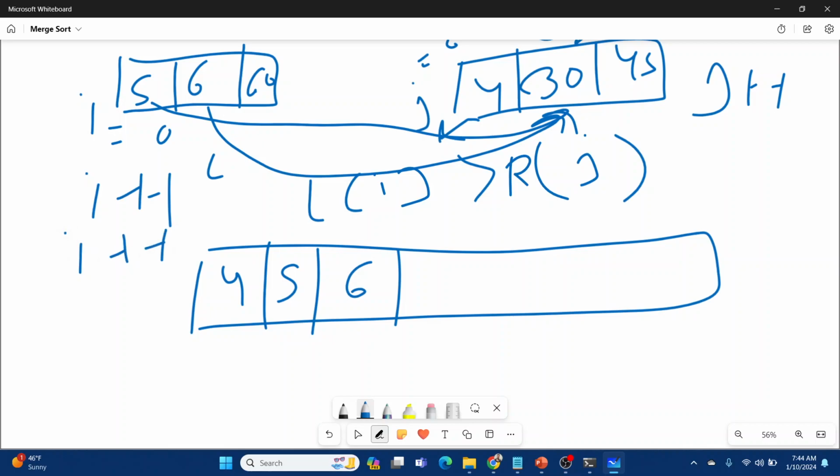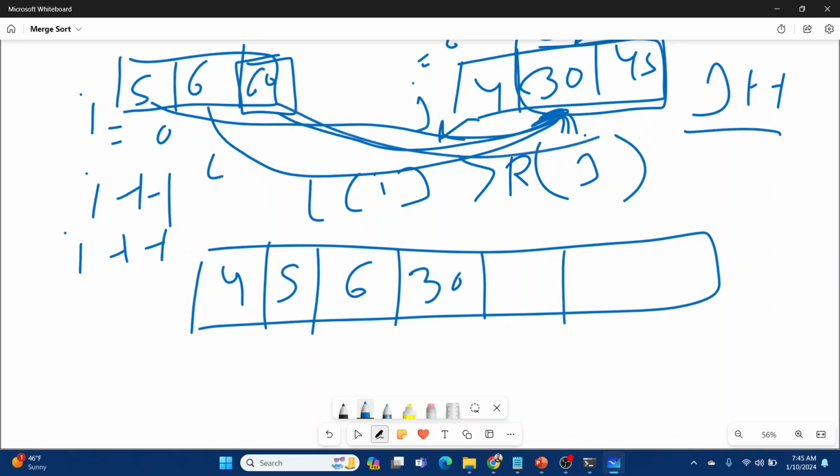From whichever array or sub array we are taking the element, we will do plus plus on that array's index only, or key, whatever you want to call it. So we will take 6, then i plus plus. Now there is only one element left over here, that is 60. There are two elements left, 30 and 40. So 60 will be compared with 30, 30 will come over here, and we will do j plus plus.